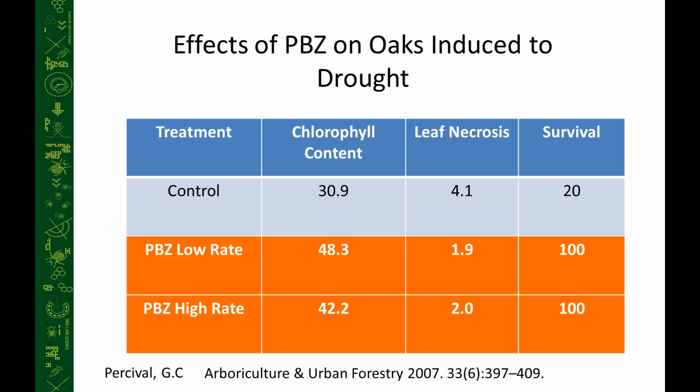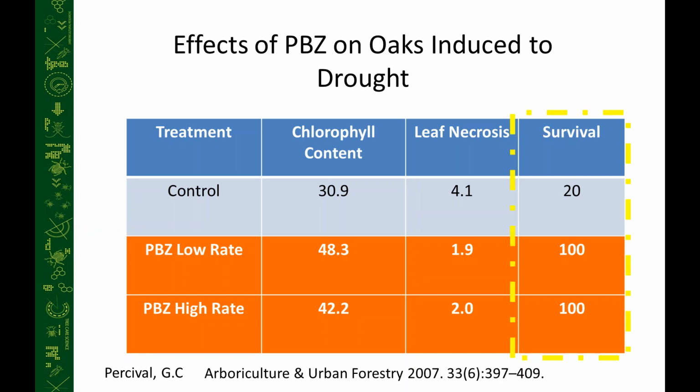Some other really cool data. This comes from Dr. Glenn Percival out of Reading, England. And again, you can see this was published in Arboriculture and Urban Forestry. And so what he did here is he had some potted oak trees, and he induced them to drought, which basically means he didn't water them. But prior to that, he treated some of his trees with paclobutrazol, again, the active ingredient in Cambistat. And so what I want to draw you to here is this survival.